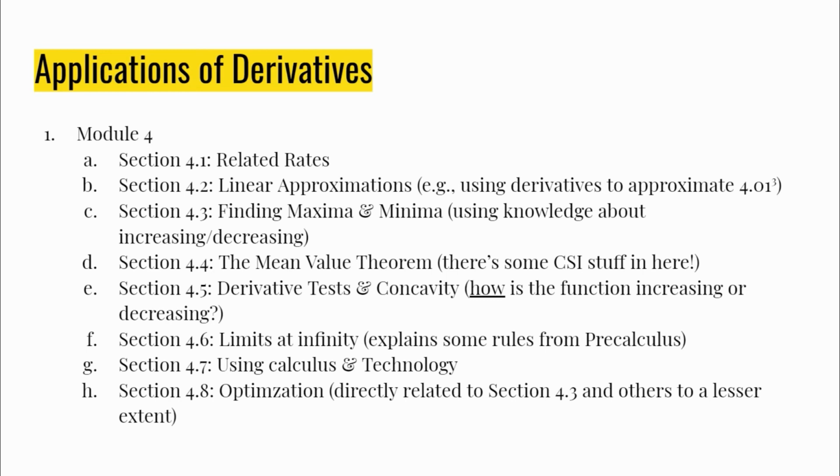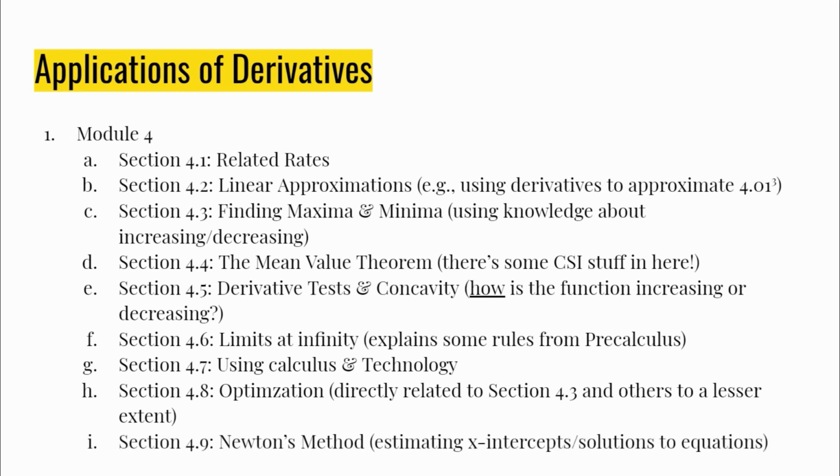Section 4.8 is about optimization, which is directly related to section 4.3, finding maxima and minima, and involves some of the other sections to a lesser extent. And then the last section in this module is about Newton's method, and Newton came up with a way of estimating solutions to equations by using derivatives to find x-intercepts.